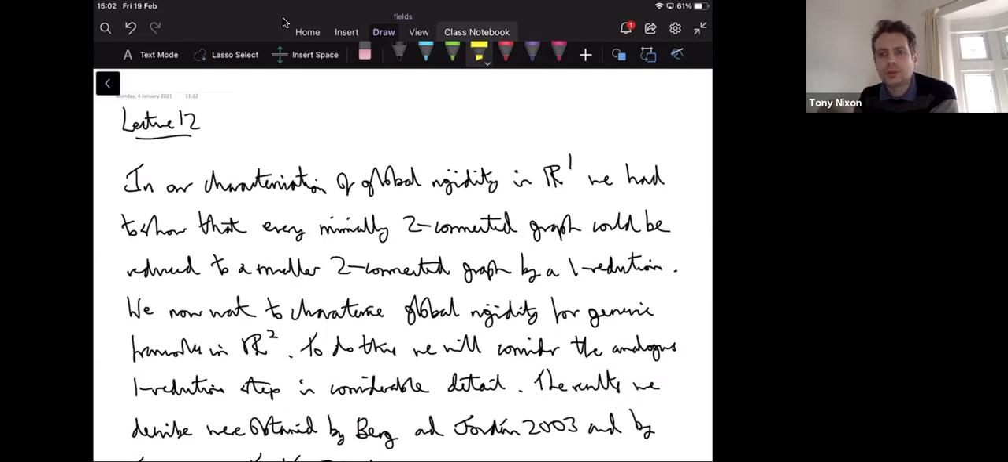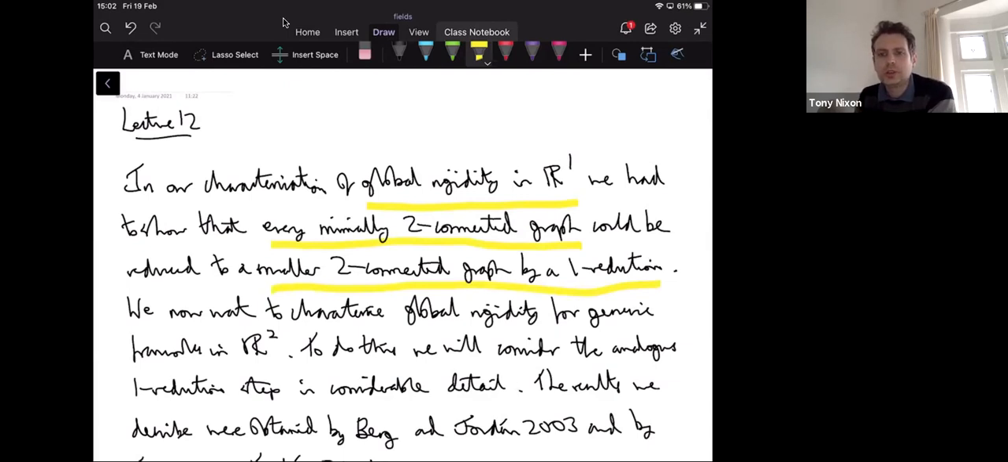And we also talked about one-dimensional global rigidity, where we showed that every two connected graph was globally rigid on the line. And the combinatorial step there was pretty easy, and I think I left it as an exercise. It was to show that every minimally two connected graph could be reduced to a smaller two connected graph by a one reduction, so by the inverse operation to a one extension.